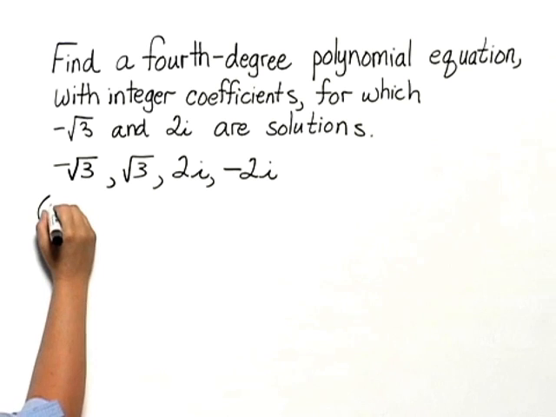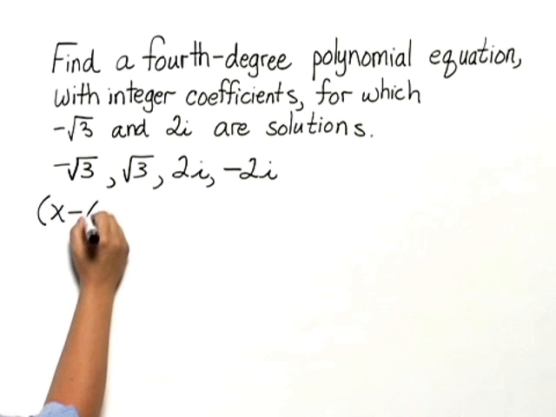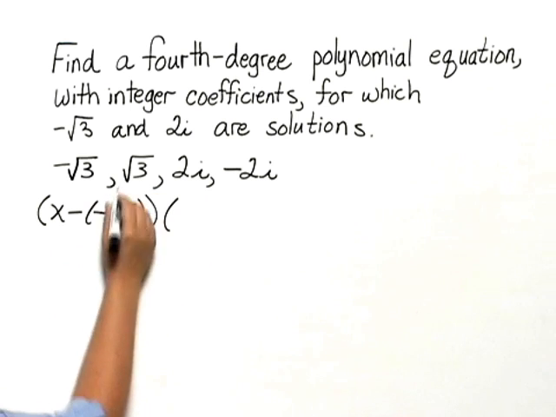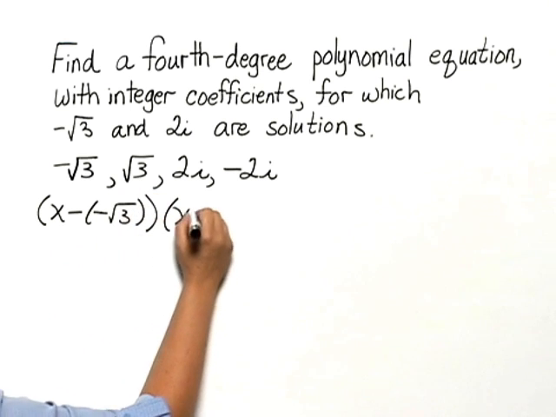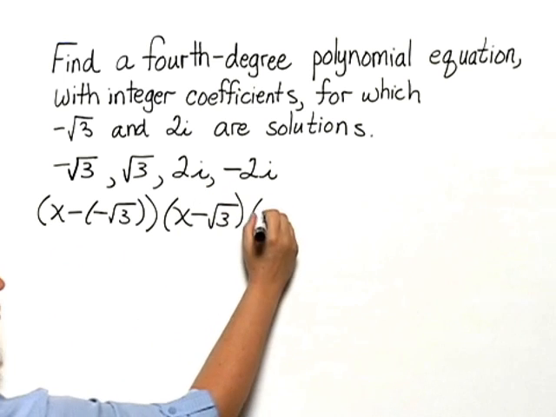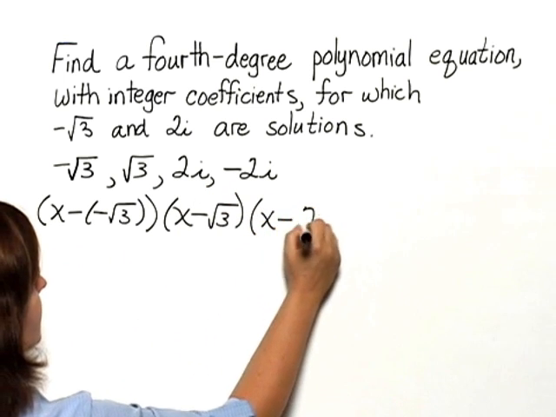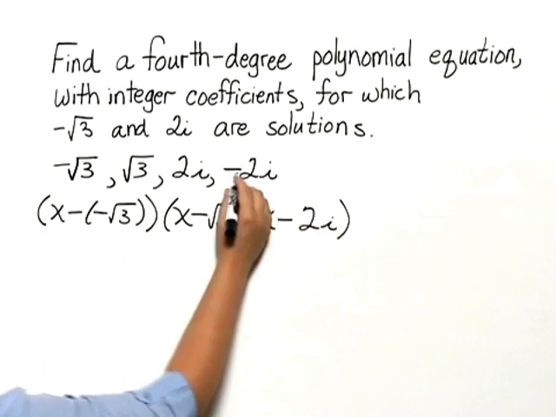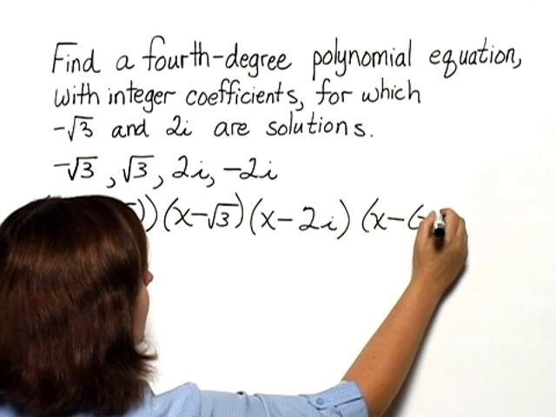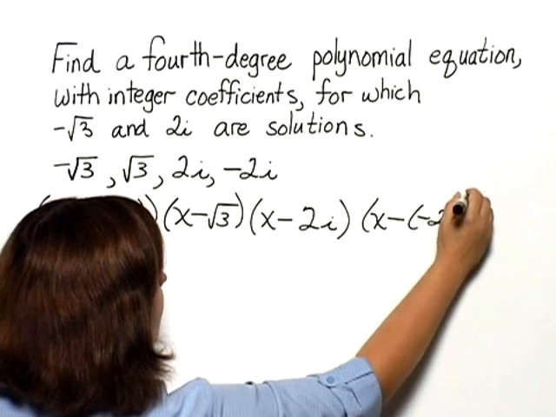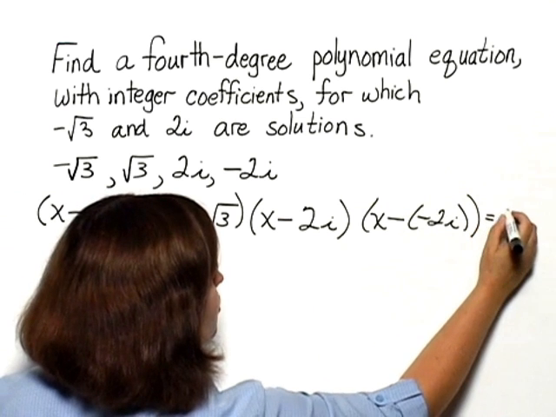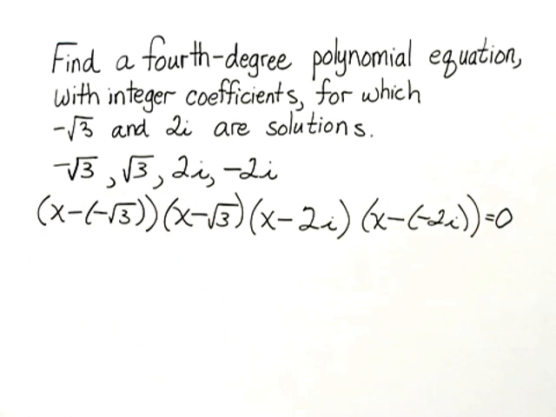Negative square root of 3 would correspond to x minus negative square root of 3. Square root of 3 would correspond to x minus the square root of 3. 2i would correspond to x minus 2i, and negative 2i would correspond to x minus negative 2i. And this would be equal to 0, which would give us a polynomial equation.